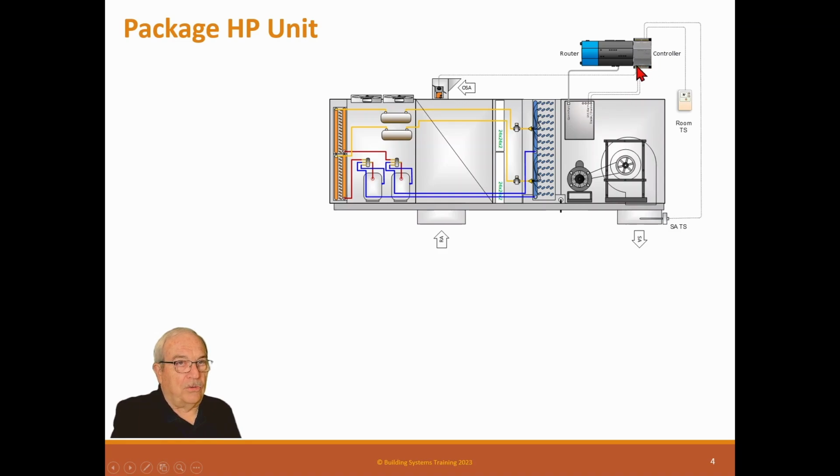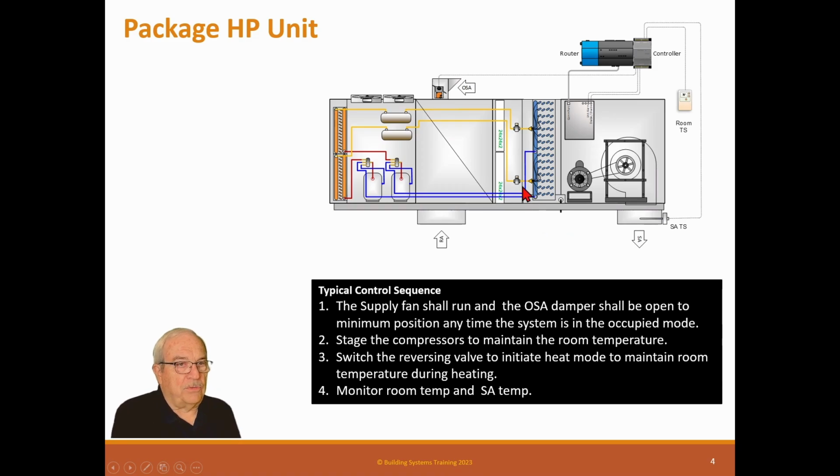And then, of course, the controller will run the outside air damper, the room sensor, and the supply air duct sensor. So we will do those points on this unit. So there are three different types of controls, just like all the rest. The sequence would be the supply fan runs, and the outside air damper should be open to the minimum position anytime the system is in the occupied mode. Stage the compressor to maintain the room temperature. Switch the reversing valve to heat mode to maintain room temperature during heating. Monitor room temp and supply air temp. So it's a regular heat pump.